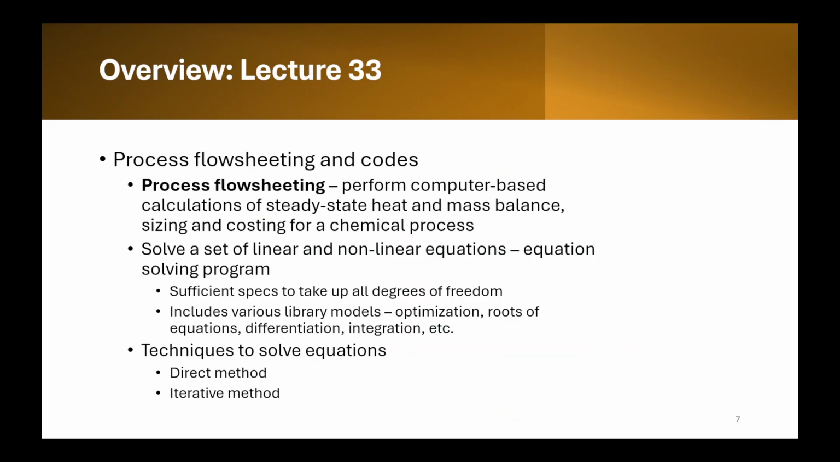So we move on to the 33rd lecture. In that we discuss the process flow sheeting and codes. So what is process flow sheeting? It is used to perform the computer-based calculations of the steady state heat and mass balance, sizing and costing for a chemical process. In process flow sheeting, you would require an equation solving program which solves your set of linear and nonlinear equations.